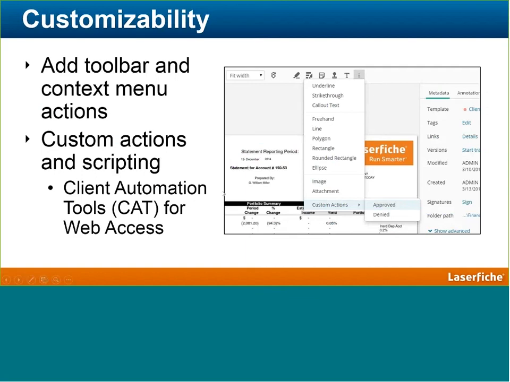Also to point out, a scripting API is also available, allowing these custom actions to dynamically obtain information about the selected entry or page, the parent folder, entry metadata, or general information about the current session. So you can basically think about it here as the client automation tools for web access.